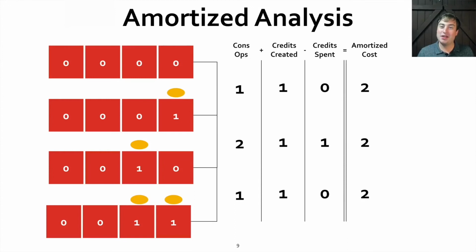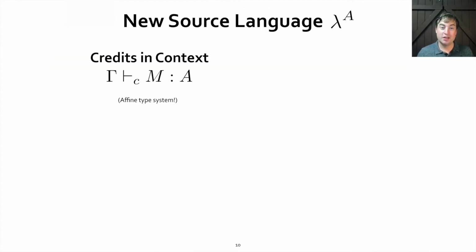So to that end, we extend our source language with credits to make a language that we call lambda A. So lambda A internalizes everything you need to express credit invariance in your code, and it comes in 3 main parts. So first, we need to be able to track the credits using the type system. So this new typing judgment says that M is a term of type A in context gamma, which can use up to C credits. Now, since we don't want credits to be duplicated and then the same credit spent twice, the type system is affine, which means that variables can be used at most once.